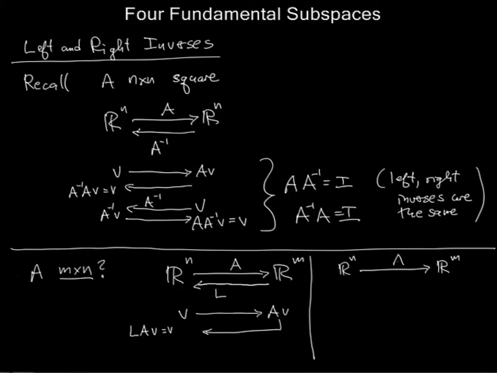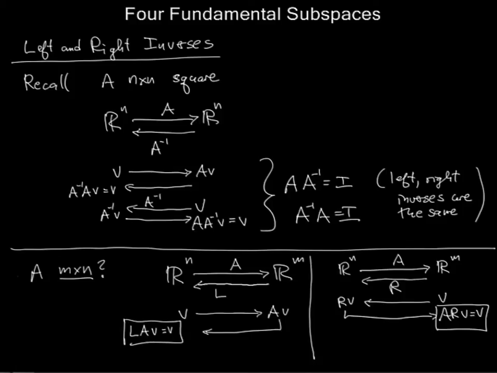And I'll write the right inverse as going again from Rm to Rn, but now if you apply R first and then A to that, we're supposed to get V back again. So this here is the left inverse, and over here this R is the right inverse. And both of these are maps from Rm to Rn. So that is to say L and R are both n by m matrices, matrices of size n by m.